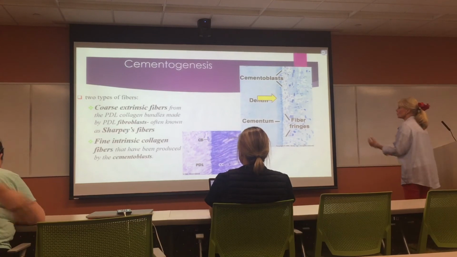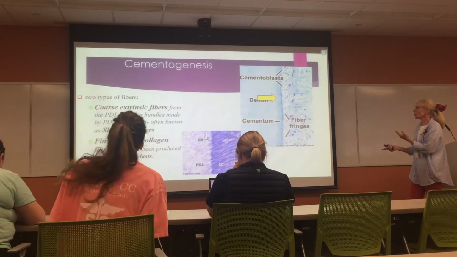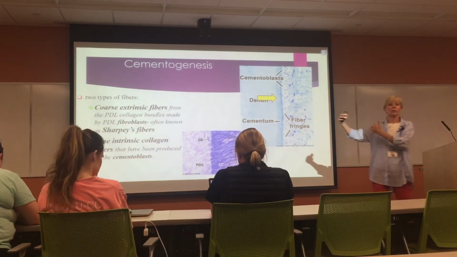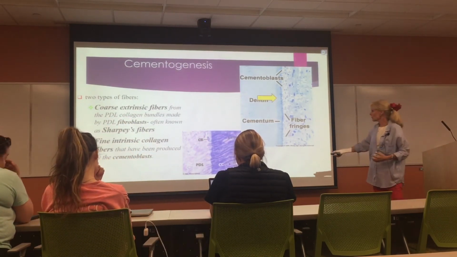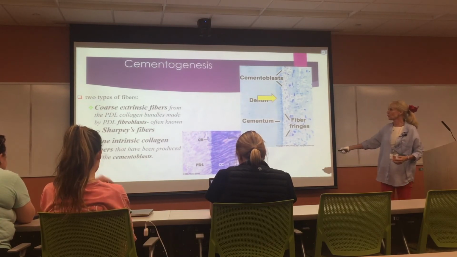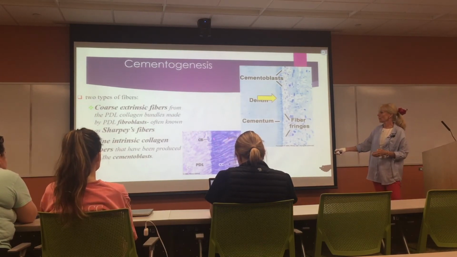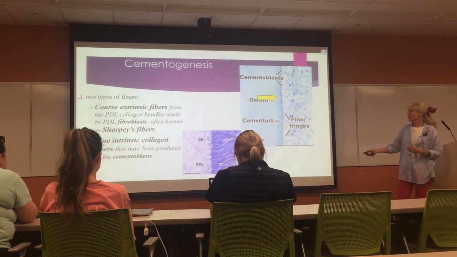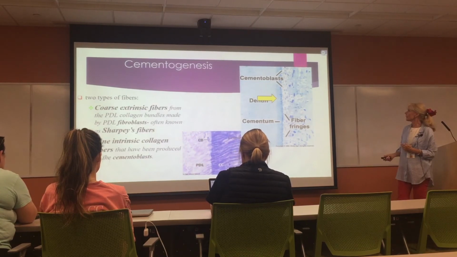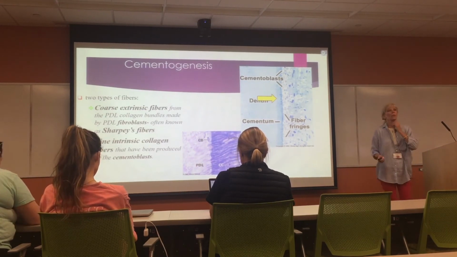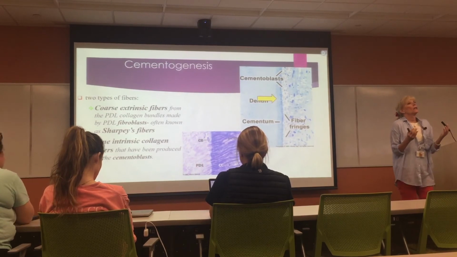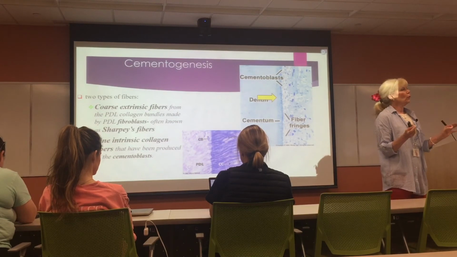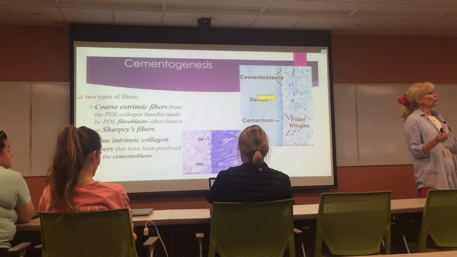Okay, and remember, we have Sharpey's fibers that are running from the periodontal ligament to the bone. Those are these little coarse fibers, and then we have intrinsic fibers. There are two different types of fibers that are running through this periodontal ligament. And so when you are doing a dental implant, will you have Sharpey's fibers formed?